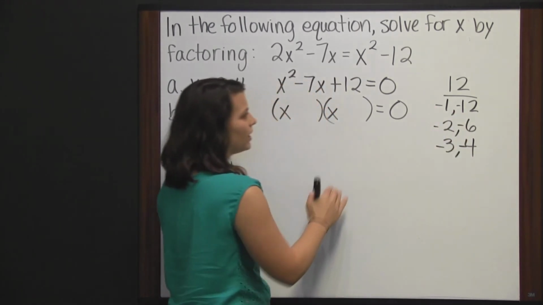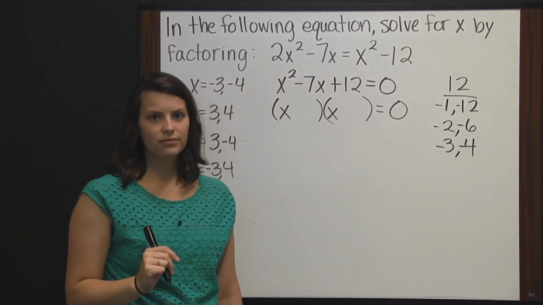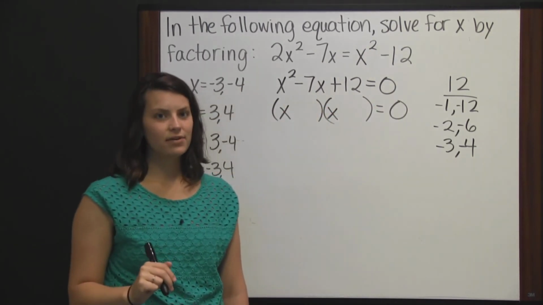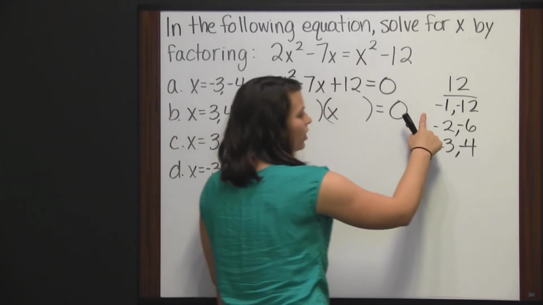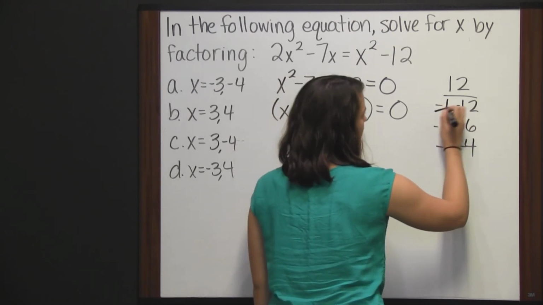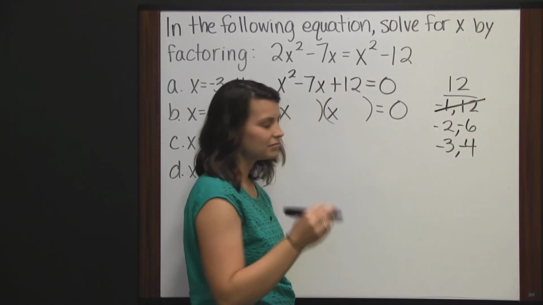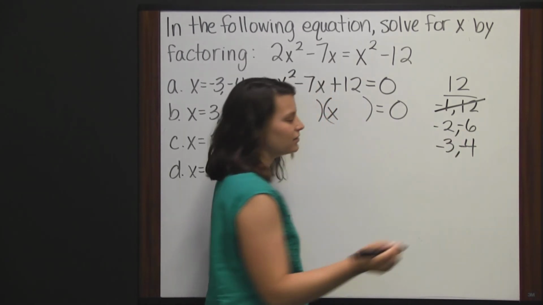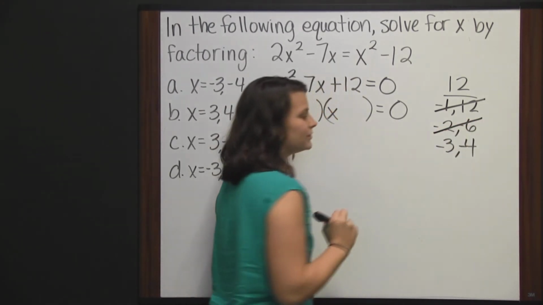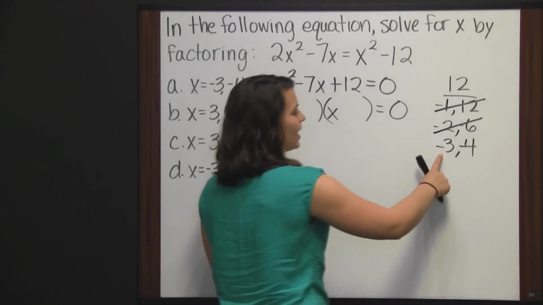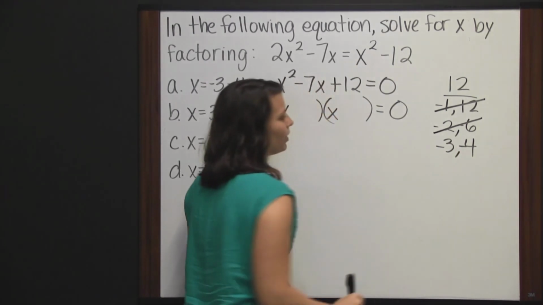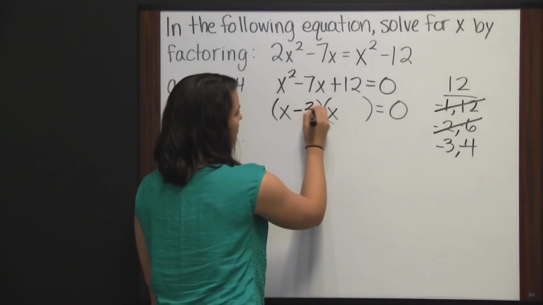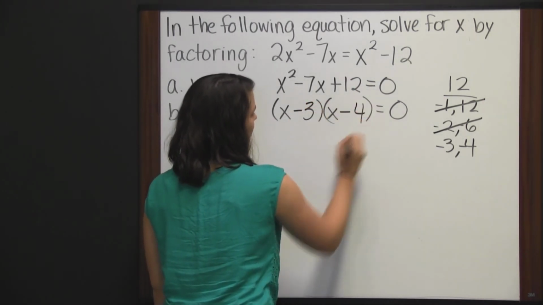Because a negative times a negative will give us the positive 12, but when we add the 2 negatives together, we'll get our negative 7. So negative 1 and negative 12, that's negative 13, not negative 7. Doesn't work. Negative 2 and negative 6 is negative 8, not negative 7. Doesn't work. But negative 3 and negative 4 does give me negative 7. So I found my numbers, negative 3 and negative 4.